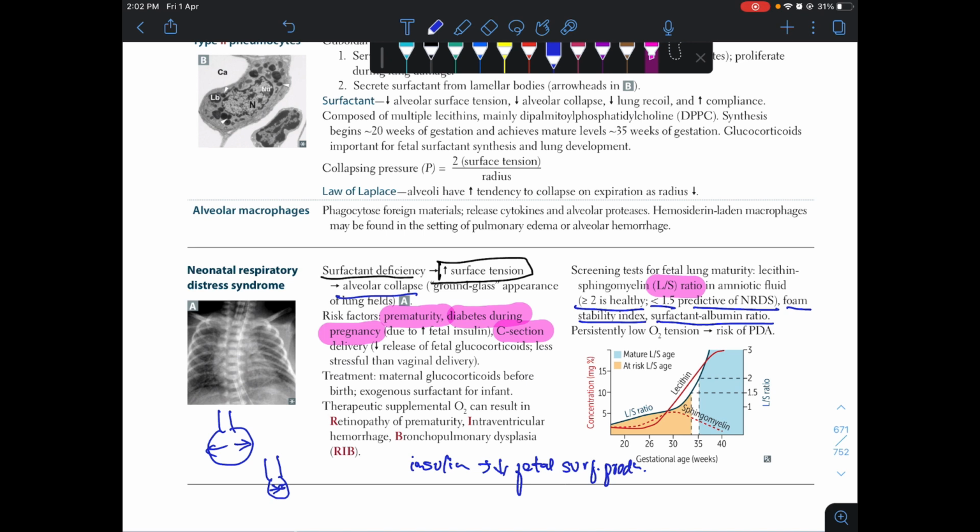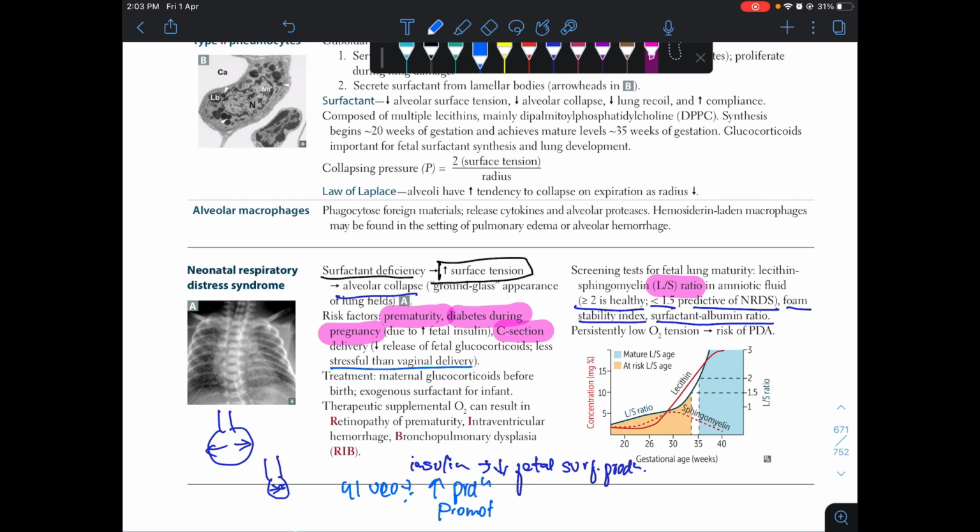And C-section delivery, because normally glucocorticoids are necessary, and they increase the production of surfactant from the type 2 pneumocytes, and they also promote the release of surfactant from the type 2 pneumocytes. But during C-section delivery, there will be no stress, so there will be no production of glucocorticoids in the baby. So there will be less production of surfactant from the type 2 pneumocytes.